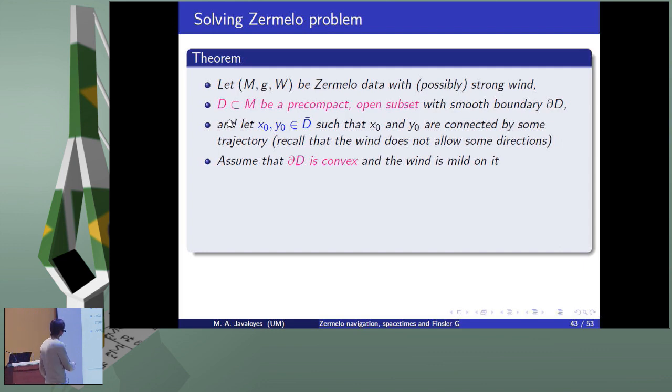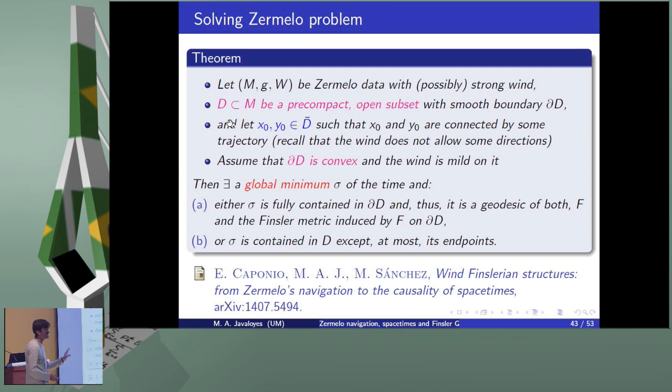So we can solve the Zermelo problem in this very general case with a strong wind. Basically, we have an open subset such that the boundary is convex, and the wind is mild only on the boundary. Inside it can be strong, but we need that on the boundary it is mild. And then we solve the Zermelo problem. This is contained in this paper, a very long paper.